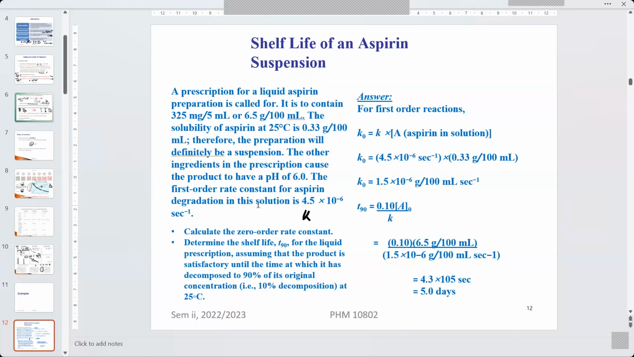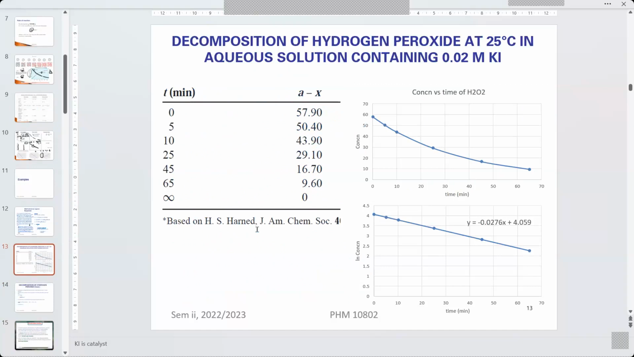So now we have the reaction rate constant for first order. So how do we calculate zero order? The decomposition is supposed to follow first order, meaning it is concentration dependent. So why will it proceed according to zero order?